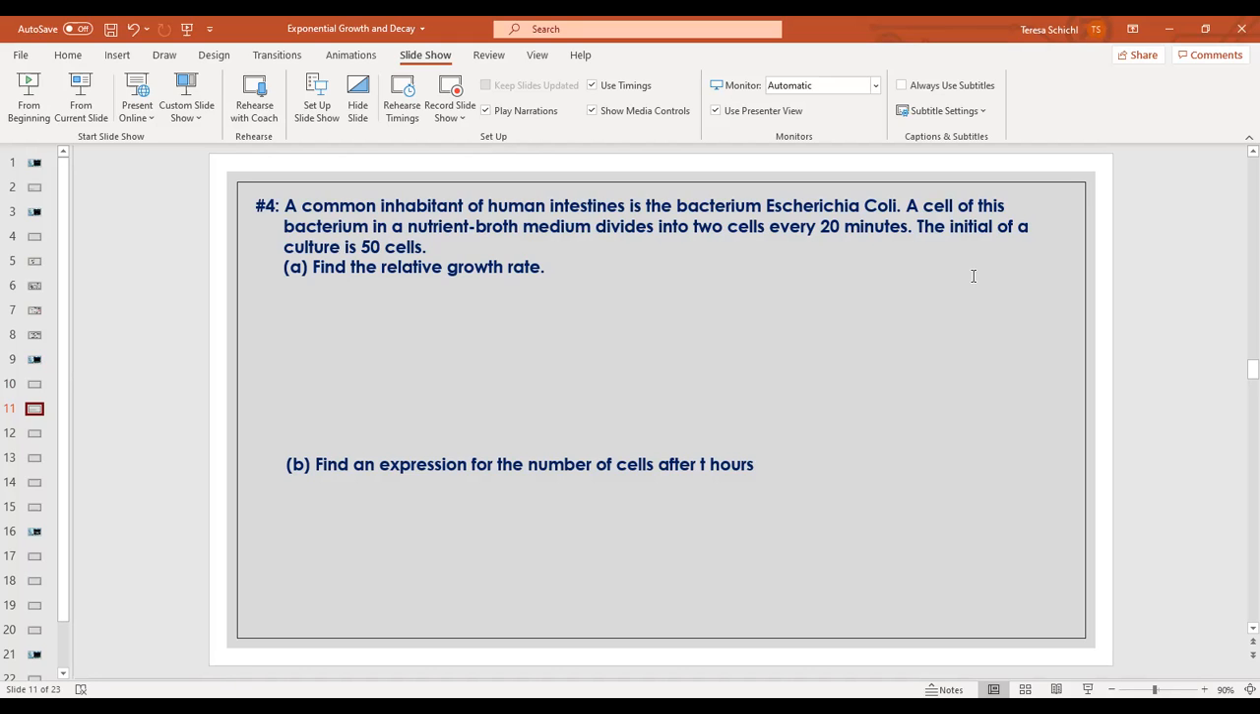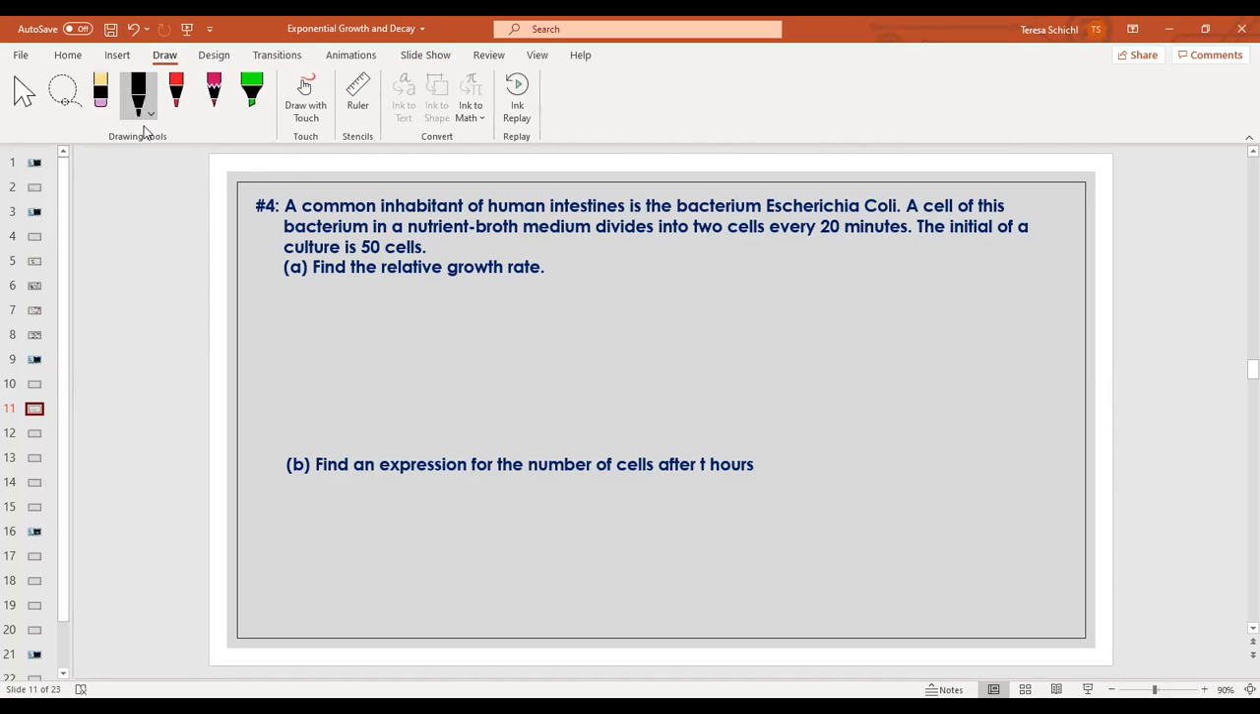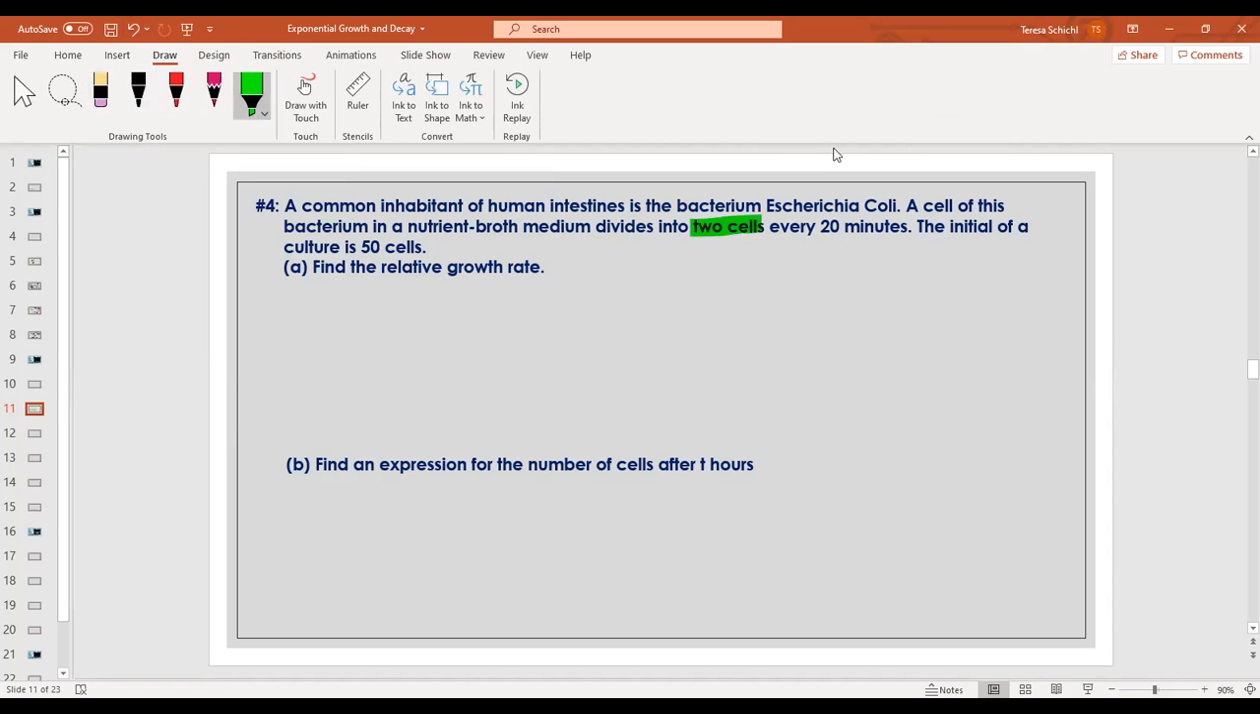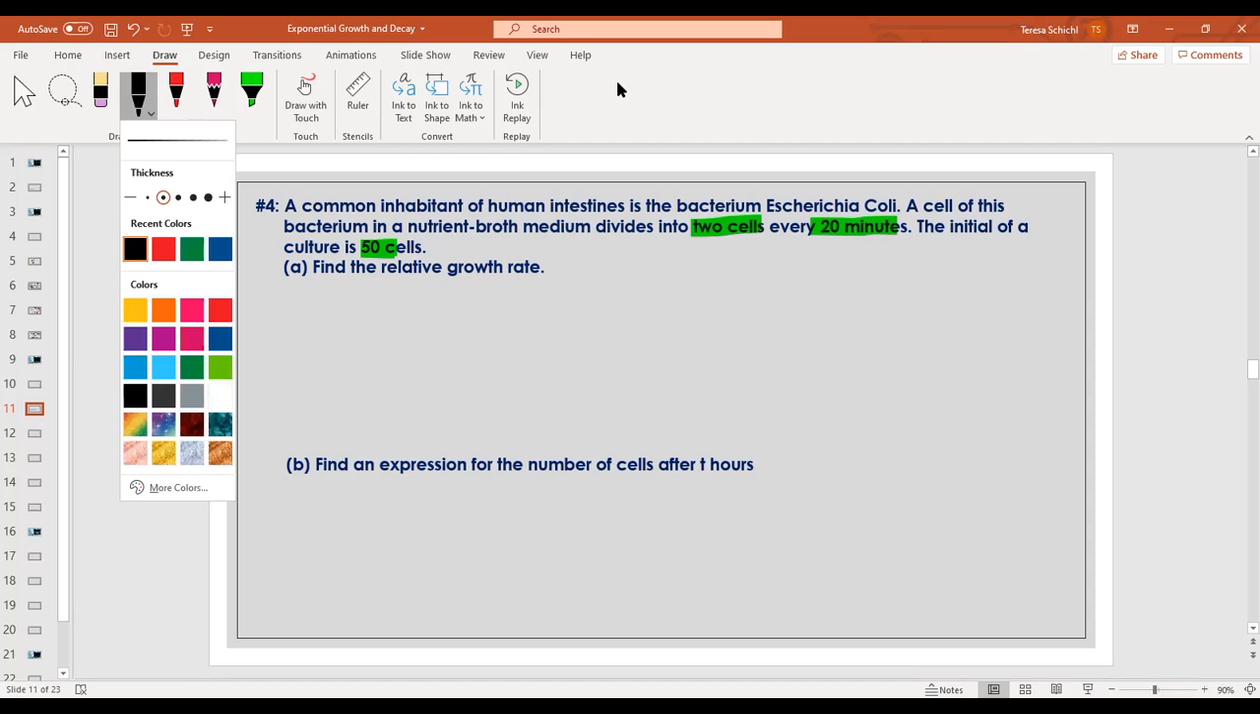Okay, so it tells us here that it turns into two cells. That means every 20 minutes they double. And then initially we have 50 cells here. So how do we do it? Let's take a look at this type of problem here.